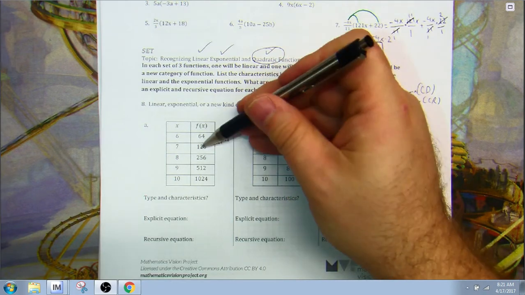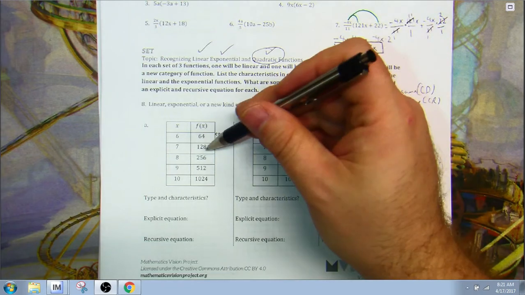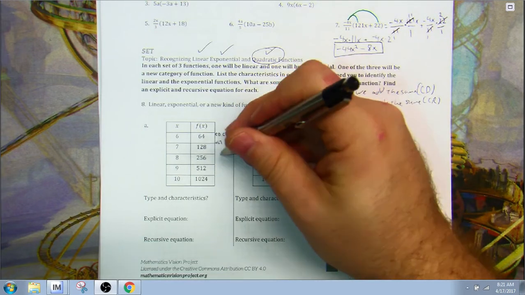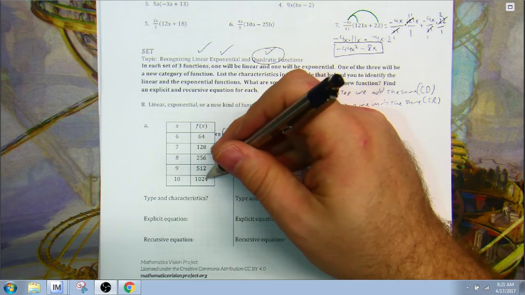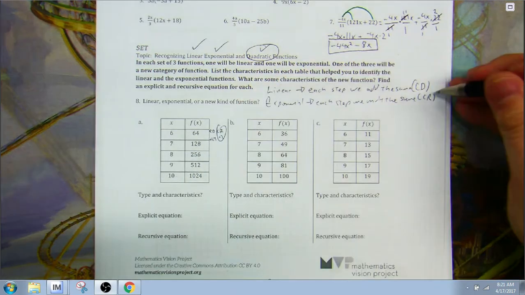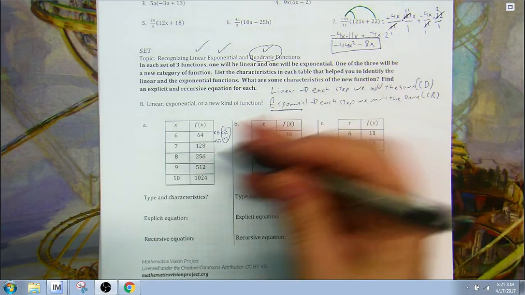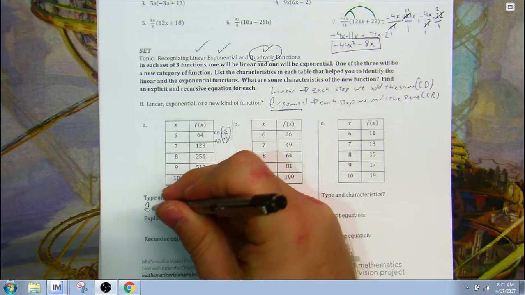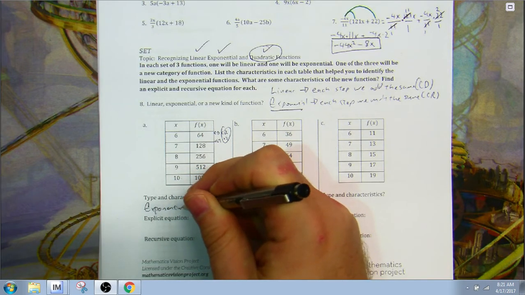So let's look at the next one. 128 plus 64 is not going to be 256. Times 2 is going to be 256, okay. And then times 2 is 512, yes. Times 2 is great. So I've realized I have a common ratio, which means I have an exponential function. So the typing characteristics, this is exponential.